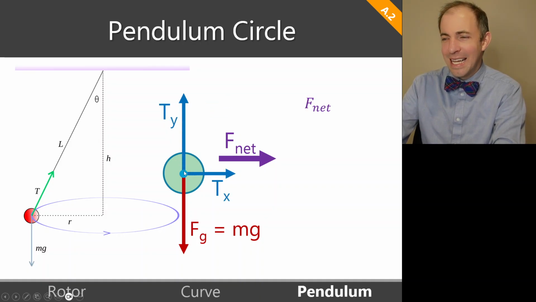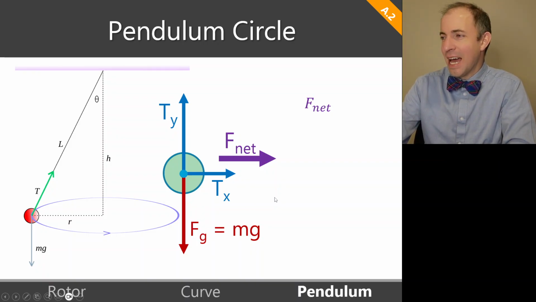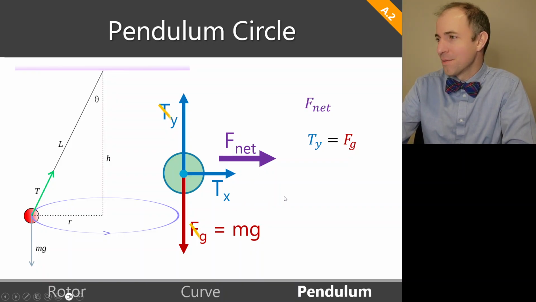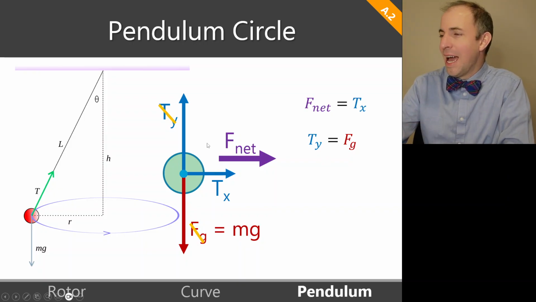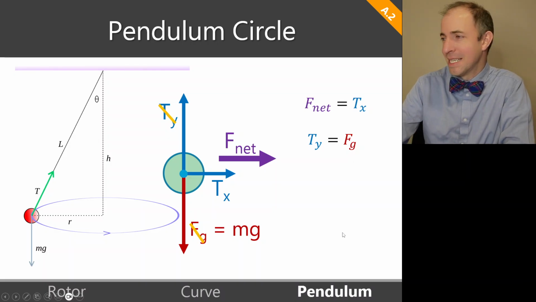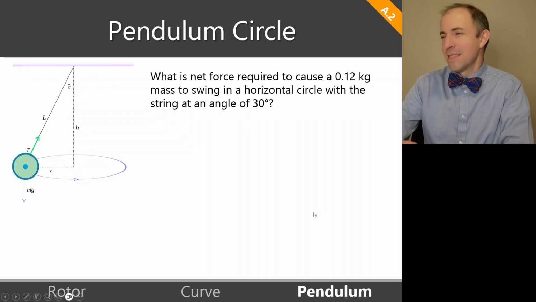So we can basically split that up into a y and an x component, and it's the y force that cancels out Fg, and it's the x force that cancels out the net force. So here, my net force is entirely the horizontal direction of my tension, and the force of gravity is entirely supported by the vertical component of my tension. All right, let's see it with some numbers.